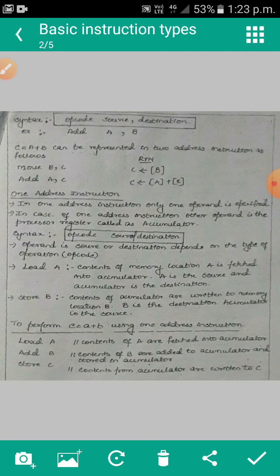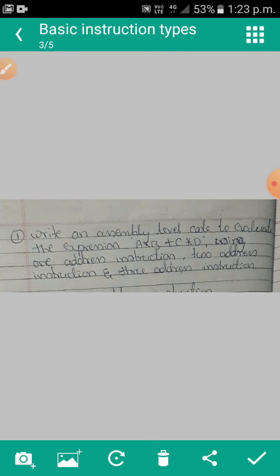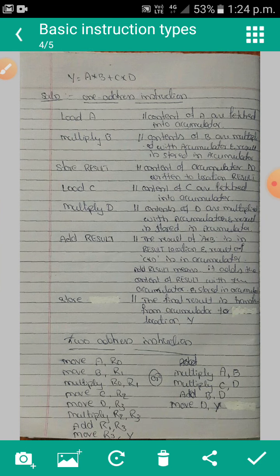So let's see one problem: how to write a high level language instruction in one address, two address and three address instructions. Write an assembly level code to evaluate the expression A into B plus C into D using one address instruction, two address instruction and three address instruction. So let's see how to solve this.